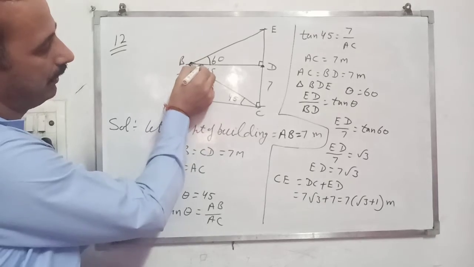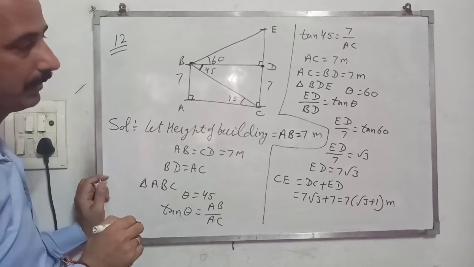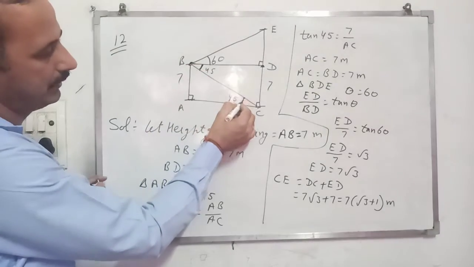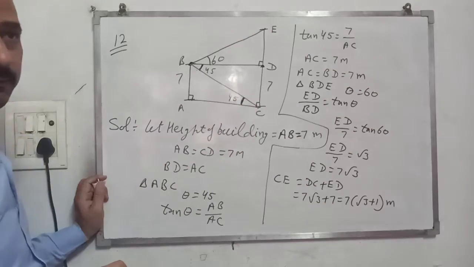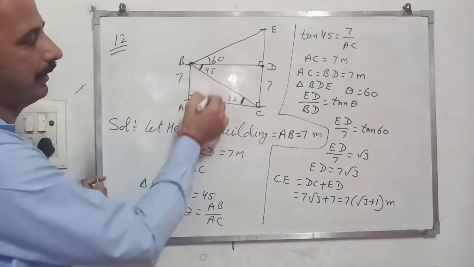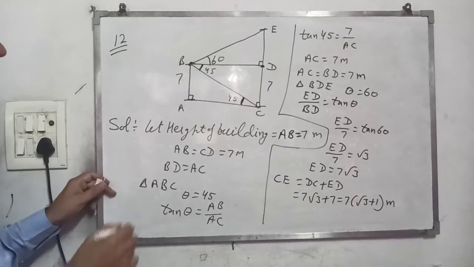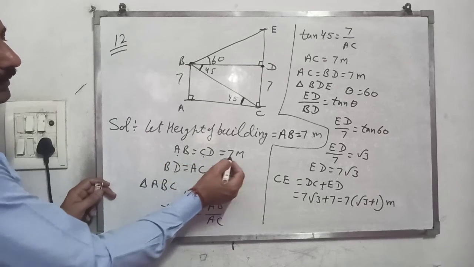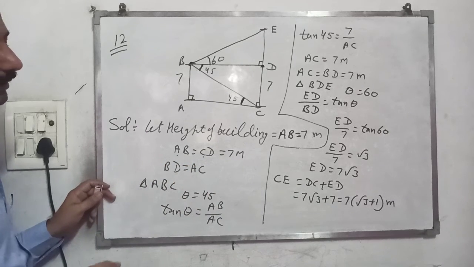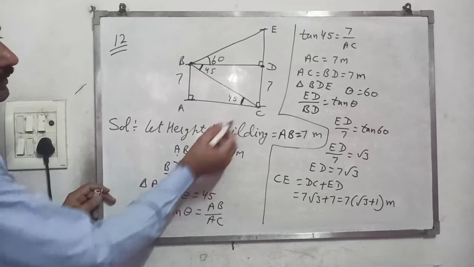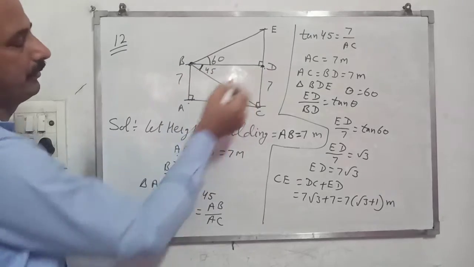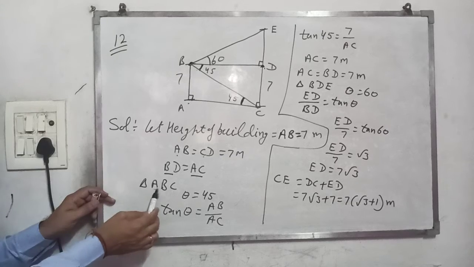From here you can use the angle of depression, that is 45 degree. If it's 45 degree, it means that this is also 45 degree. These lines are parallel to each other. So AB equal to CD equal to 7 meter, and BD is equal to AC. Now we use the first triangle ABC.